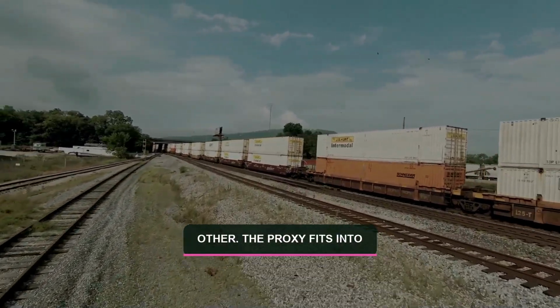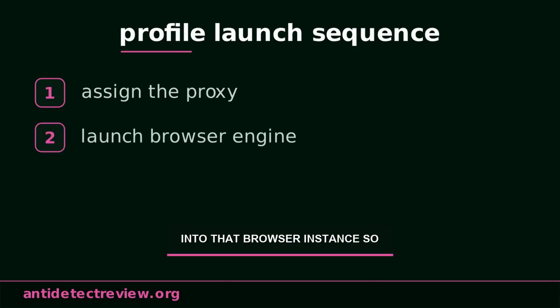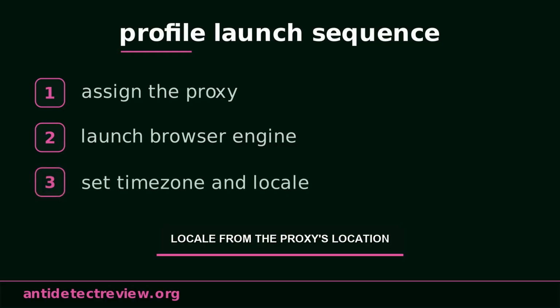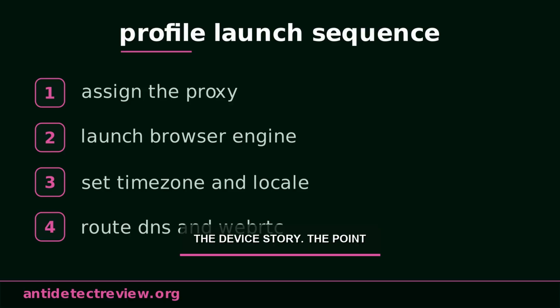The proxy fits into that same launch, and mechanically it matters that the two are bound together. When the tool starts a profile, it wires the assigned proxy into that browser instance, so every request from it exits through that address. And the well-built tools go further, setting the profile's time zone and locale from the proxy's location and routing DNS and WebRTC through it too. So the network story matches the device story.